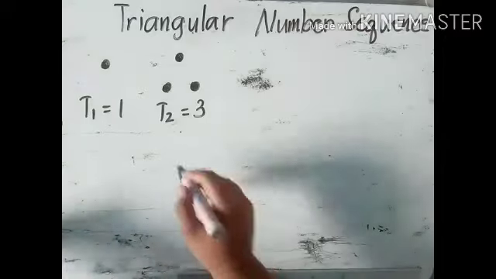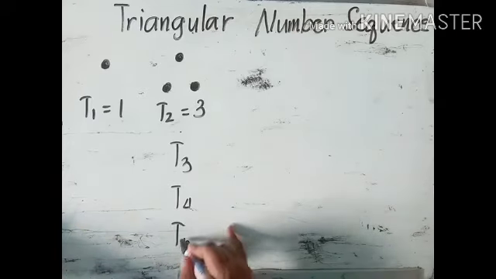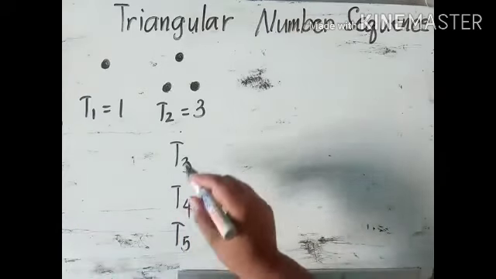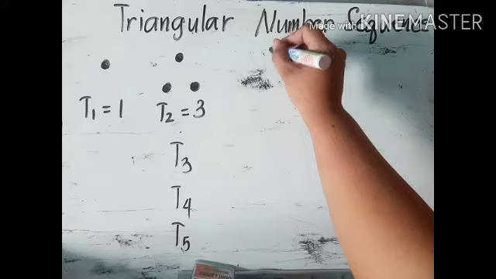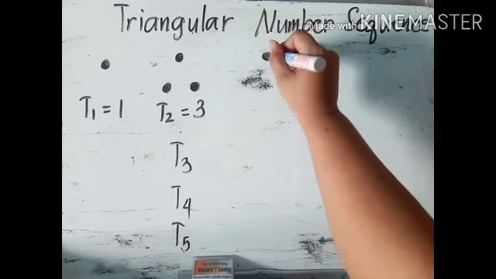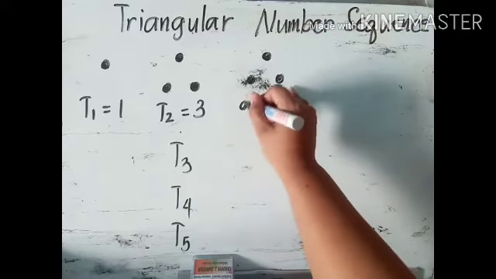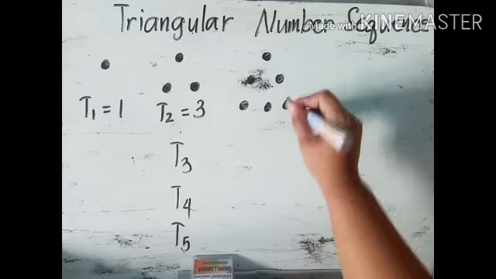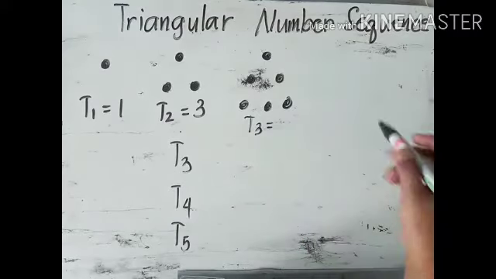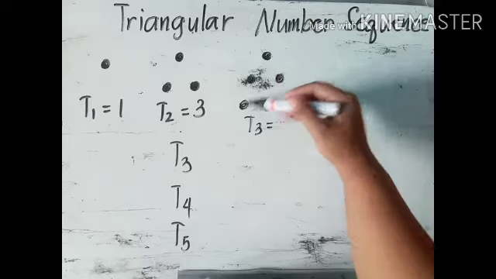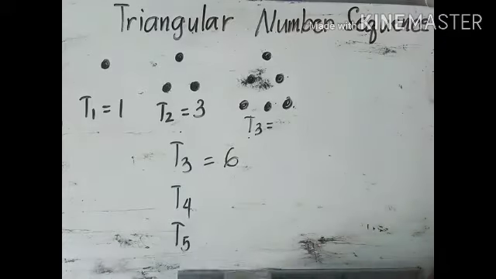What if we were going to find T3, T4, and T5? For T3, as part of the illustration, we just draw a dot for the first category, a second category, and we draw 3 dots for the third category. Now we count those dots: 1, 2, 3, 4, 5, and 6. So in T3, we have 6 dots.